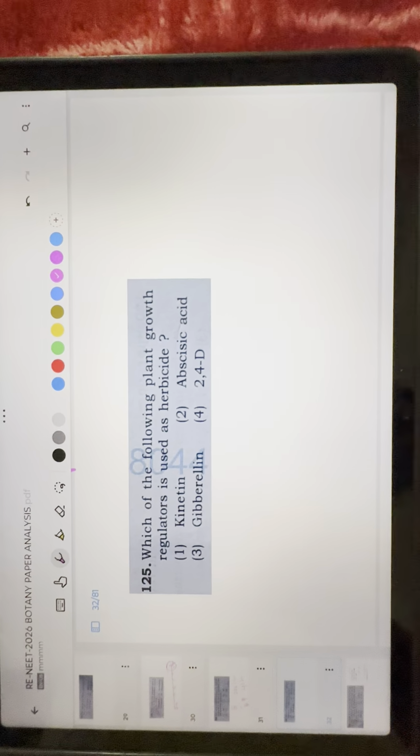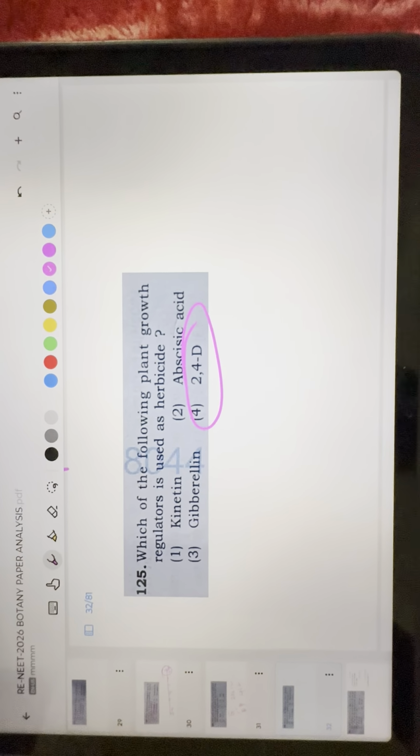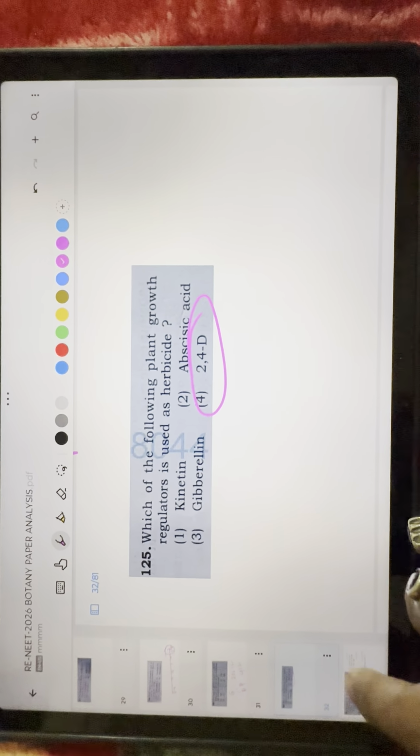Next, which of the following plant growth regulator is used as a herbicide? That is 2,4-D. Dichlorophenoxyacetic acid, that is auxin.